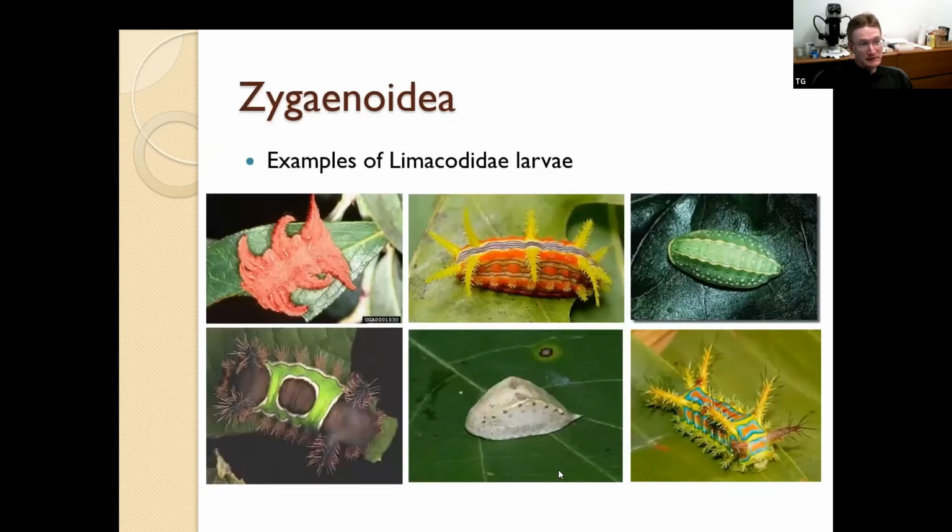So here's an example of some Limacodid larvae. Of course, a lot of these are stinging, so you have to be careful handling anything like this. But these are very diverse in the tropics. If you go to any sort of tropical rainforest, you're likely to see a lot of different varieties of Limacodid larvae, and they're really a diverse group in the tropics.